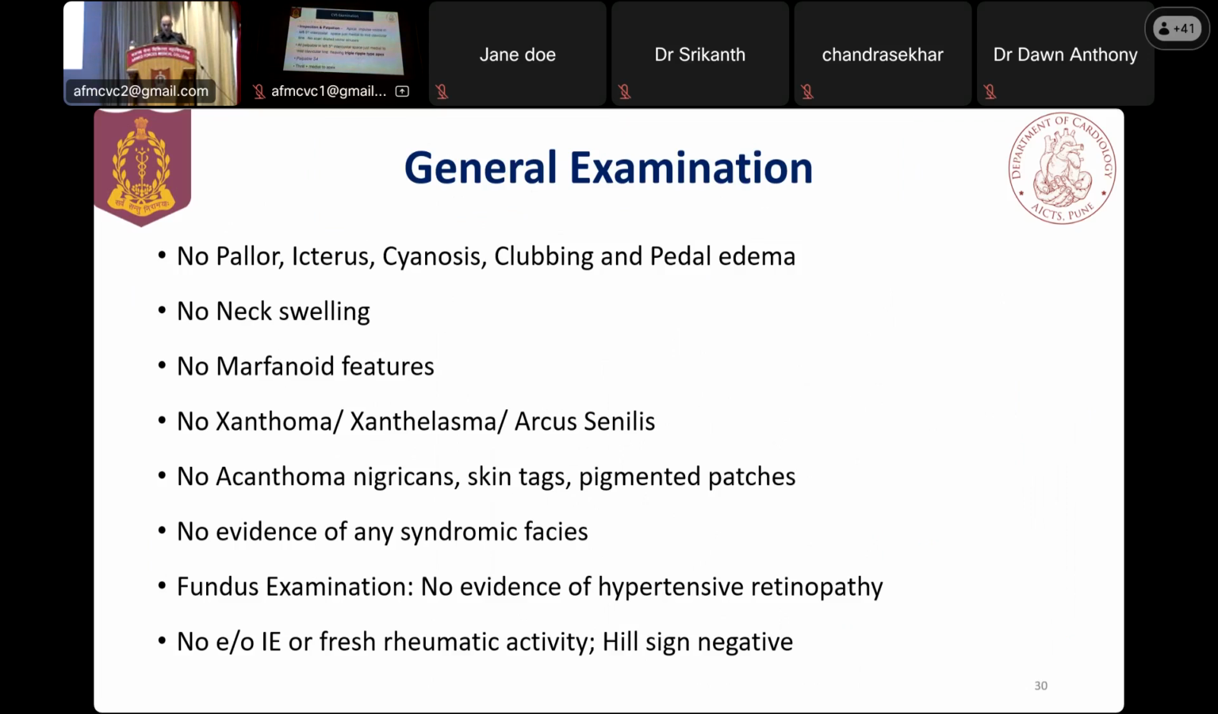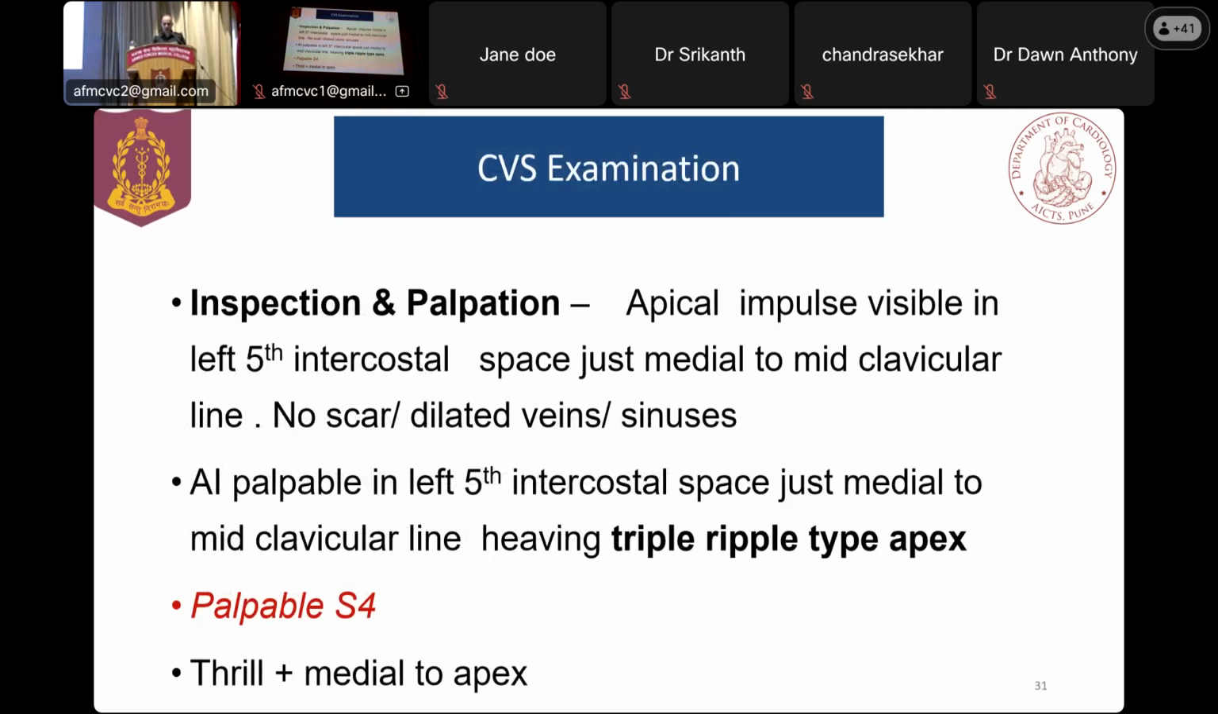Upon systemic examination, cardiovascular system, inspection and palpation: apical impulse was visible in the fifth left intercostal space just medial to the mid-clavicular line with no scars, dilated veins or sinuses. Apical impulse was palpable in the left fifth intercostal space, medial to the mid-clavicular line, heaving, triple ripple type of apex with palpable S4. Thrill was present medial to apex. Major Suma, what is triple ripple apex?